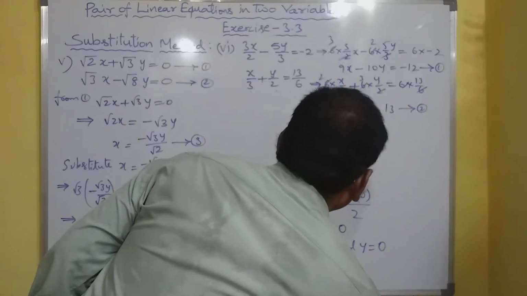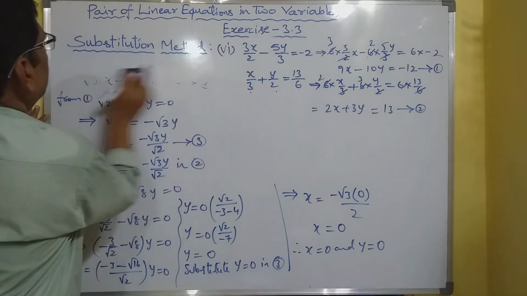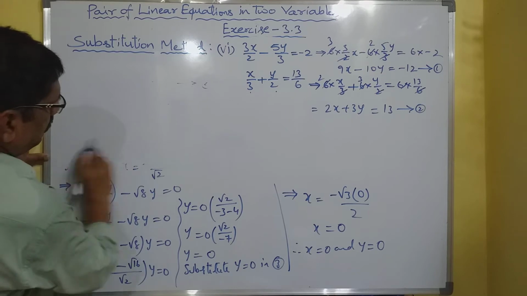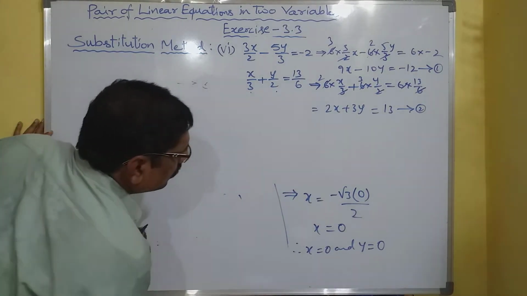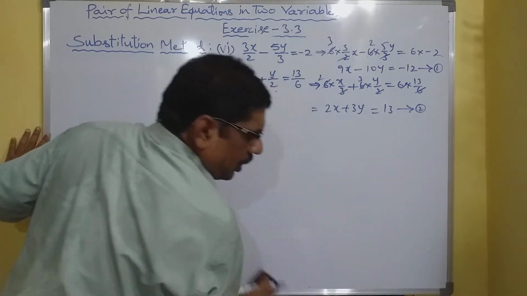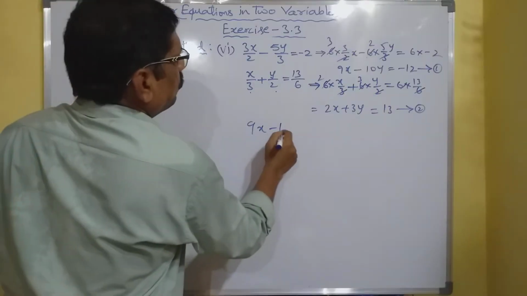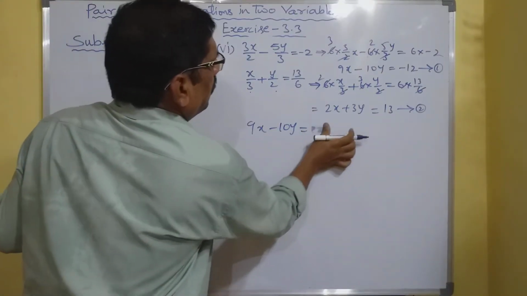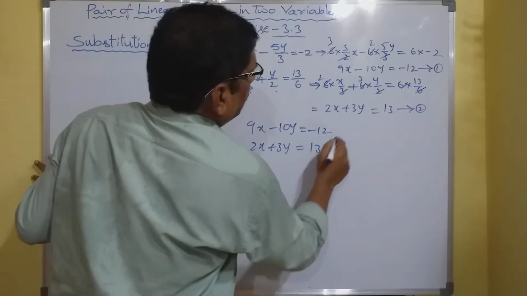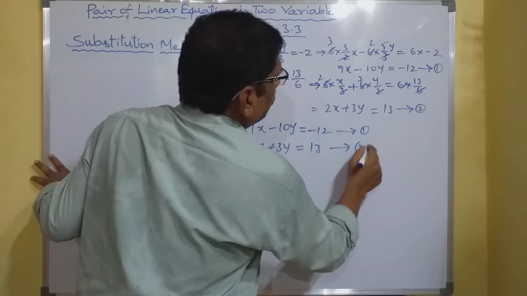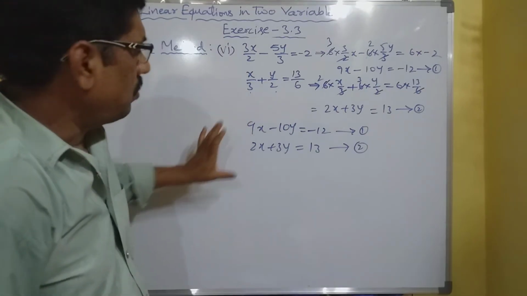Now let us solve these two equations. Okay, can I erase this fifth problem? Okay, now we have to solve these two equations. Let us rewrite those two equations. What are they? 9x minus 10y is equal to minus 12, and 2x plus 3y is equal to 13. These are the equations. Actually, these are not the given equations. He has given them differently. I modified them into this form.